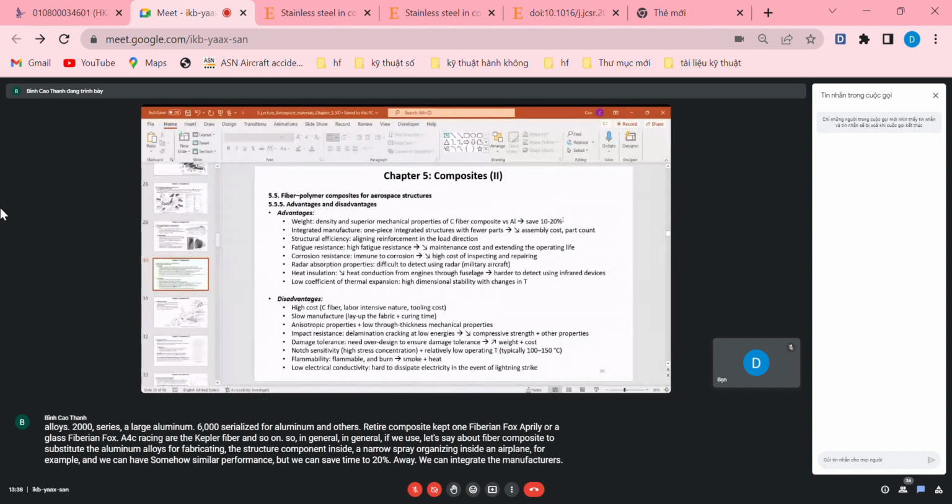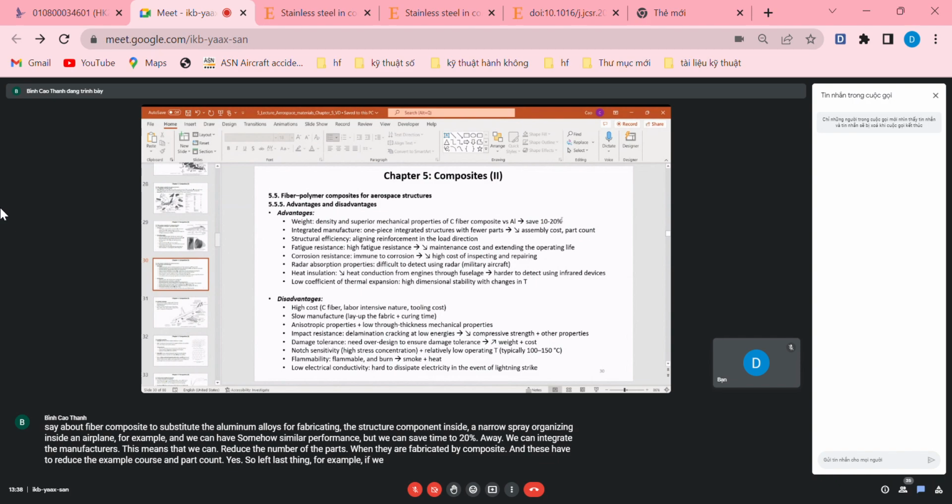We can integrate the manufacturing. This means that we can reduce the number of the parts when they are fabricated by composite. And this helps to reduce the cost and part count.